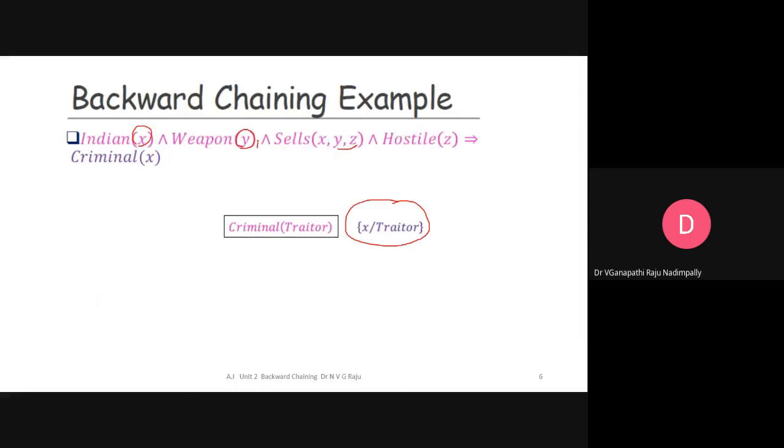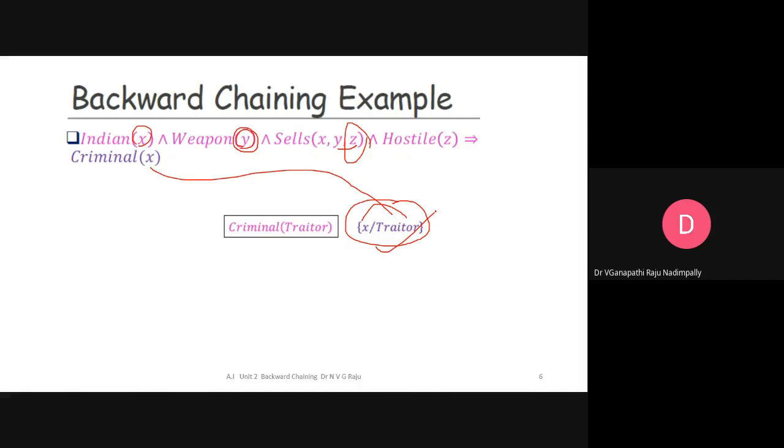Now, our aim is to find out what Y is and what Z is. We have already used X as a traitor. Because of this unification process, wherever X is there, I am replacing it with the traitor. Till now, is it okay? Hello?